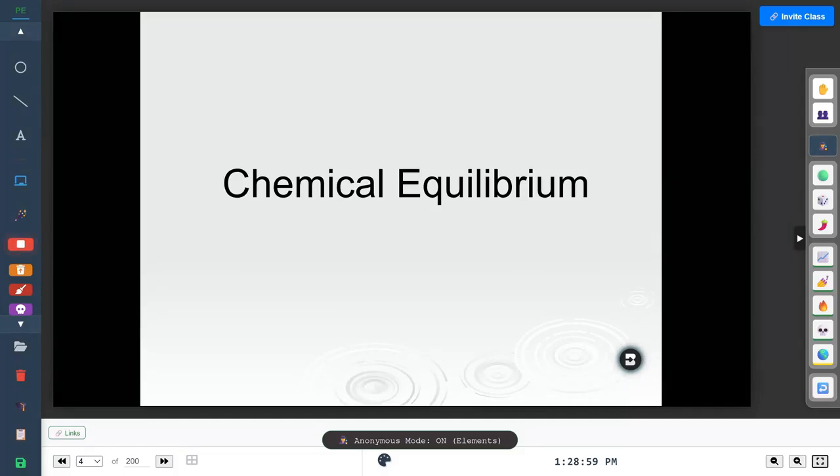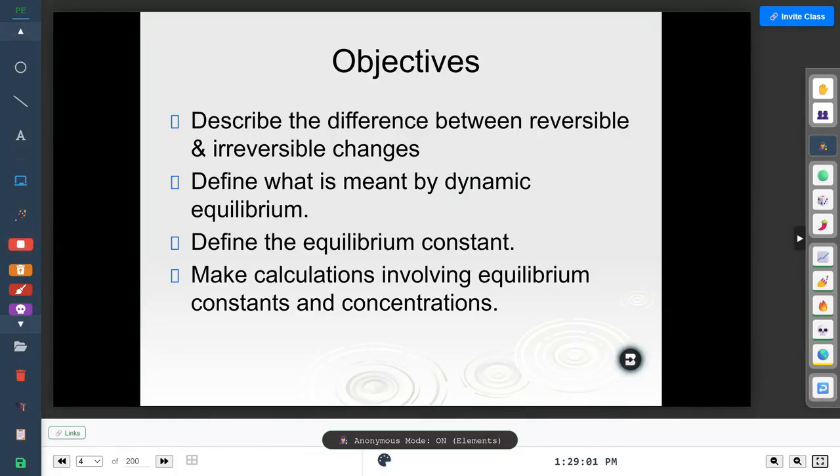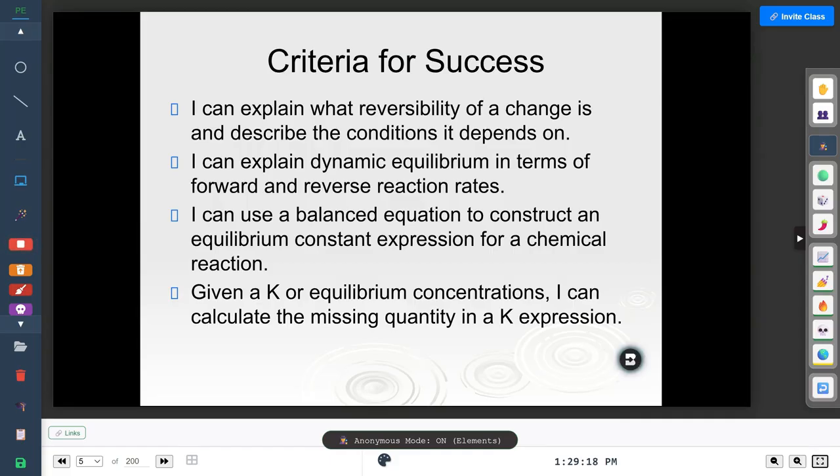So we are talking about chemical equilibrium today. Our objectives are to figure out the difference between reversible and irreversible changes, what dynamic equilibrium means, talk about an equilibrium constant, K, we'll learn about that, and then make calculations involving this equilibrium constant and some concentrations.